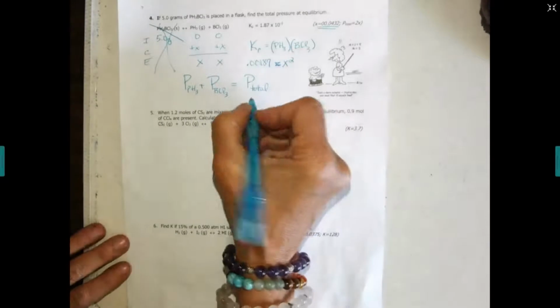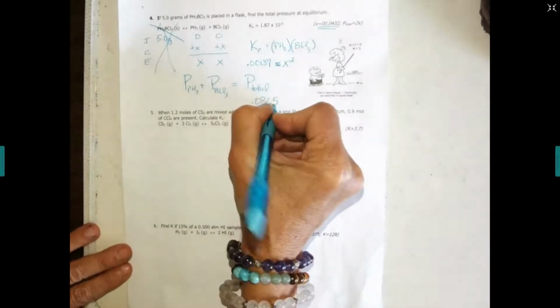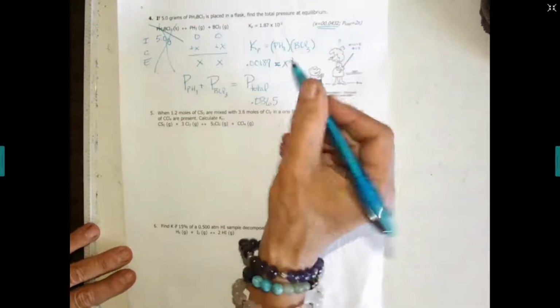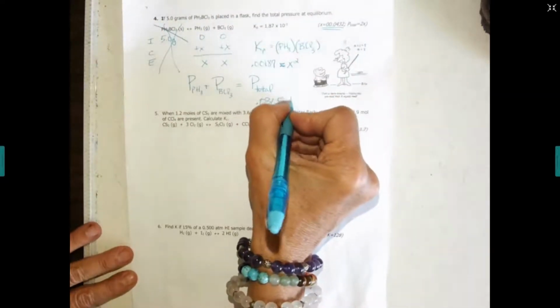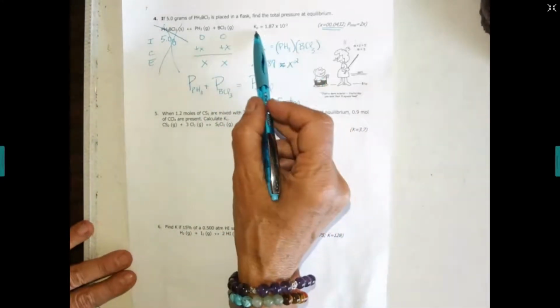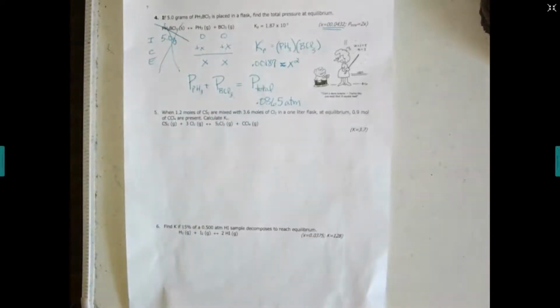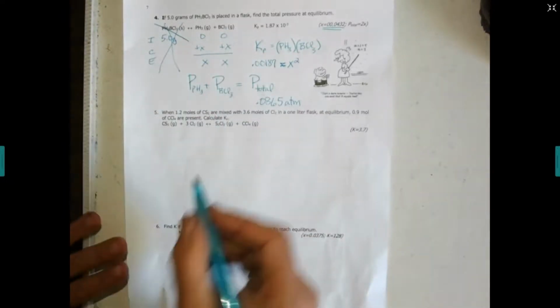So yeah, P total is 0.0865. 3 sig figs because we didn't use the 5, and it has a unit atms. How do I know I'm in atms now, not molarity? That little p there, that little p. All right. All right, let's see at the next one.